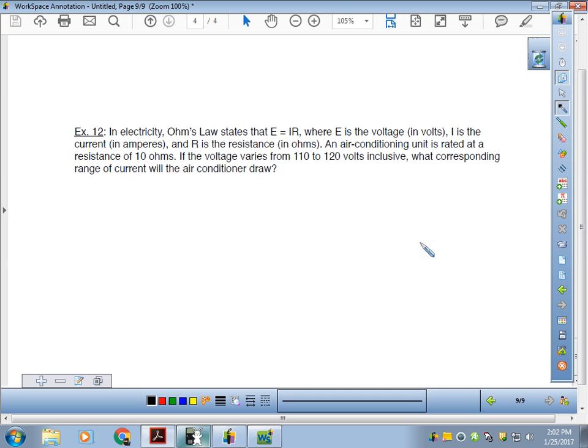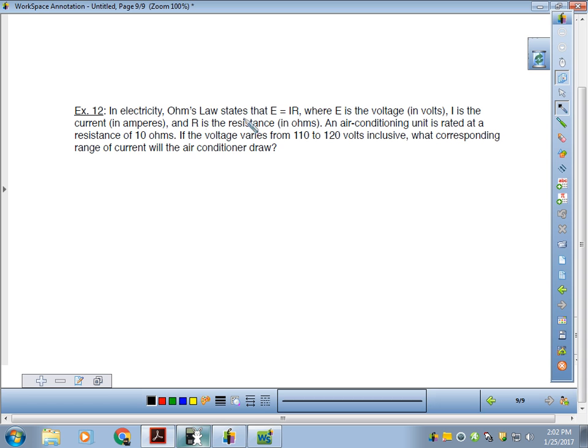Our last one says that in electricity, Ohm's law states that E equals IR, where E is the voltage in volts, I is the current in amperes, and R is the resistance in ohms. They tell us an air conditioning unit is rated at a resistance of 10 ohms. So we already know R is equal to 10. They tell us the voltage varies from 110 to 120 volts exclusive. So what corresponding range of current will the air conditioner draw?